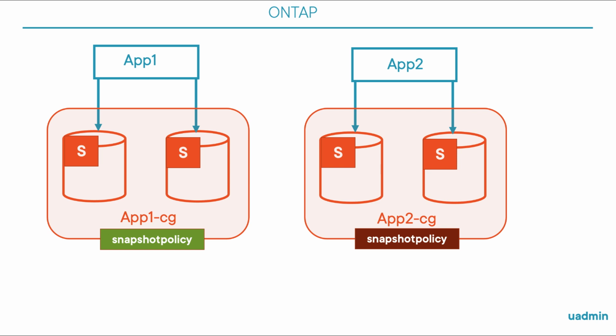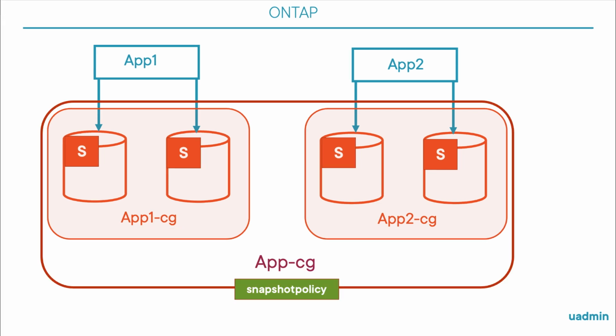The solution for this is to create a parent consistency group that has a snapshot policy that's used to create, in this case, 4 snapshots that will be consistent across all 4 volumes. This doesn't mean that the individual consistency groups cannot have a personal snapshot policy, or even the volumes. But to make sure that consistency across all 4 volumes is guaranteed, you definitely need a policy at the parent level.